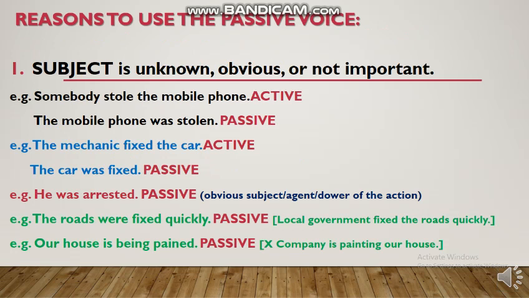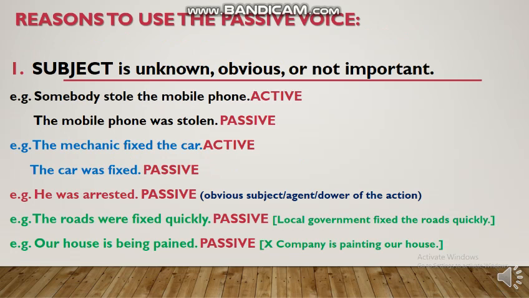So let's consider these examples. Somebody stole the mobile phone. So it's an active sentence. Now the subject is what? We don't know who the subject is. Somebody stole the mobile phone, or: the mobile phone was stolen. So now you could see that we switched the active to passive.